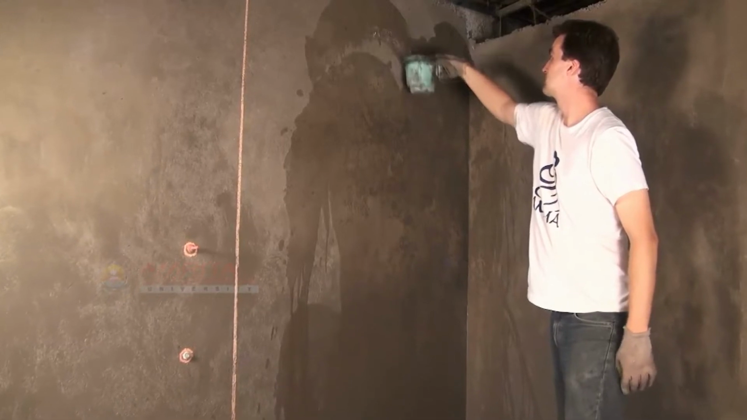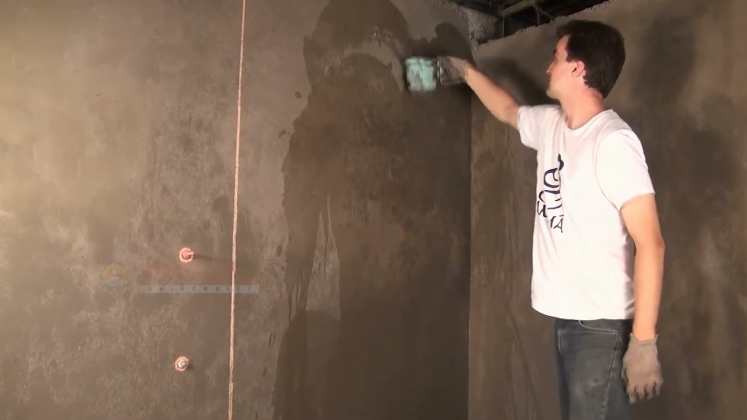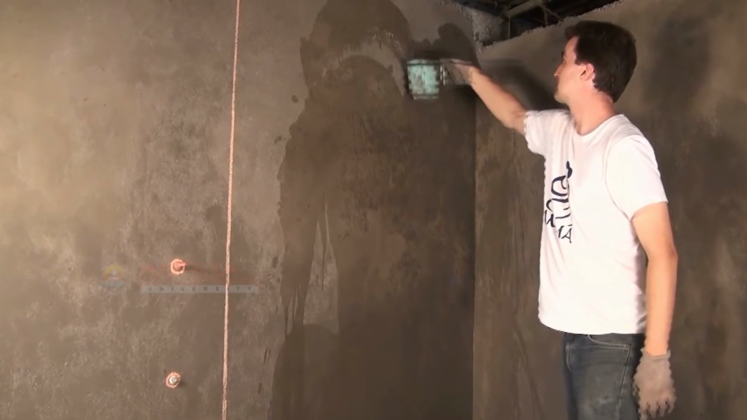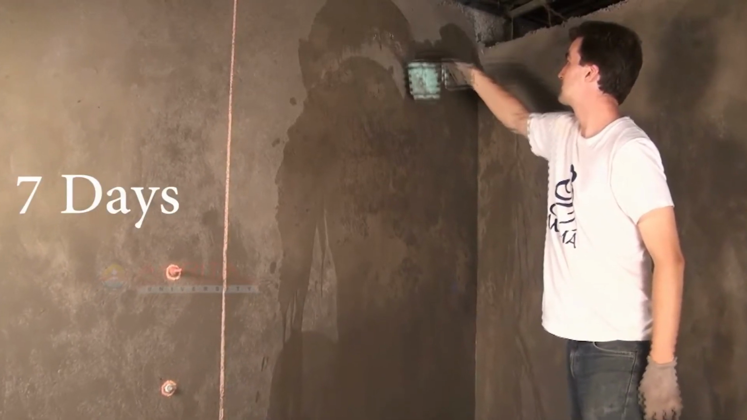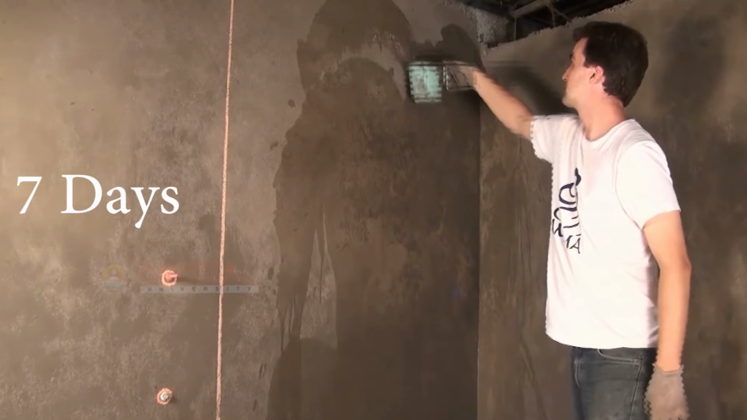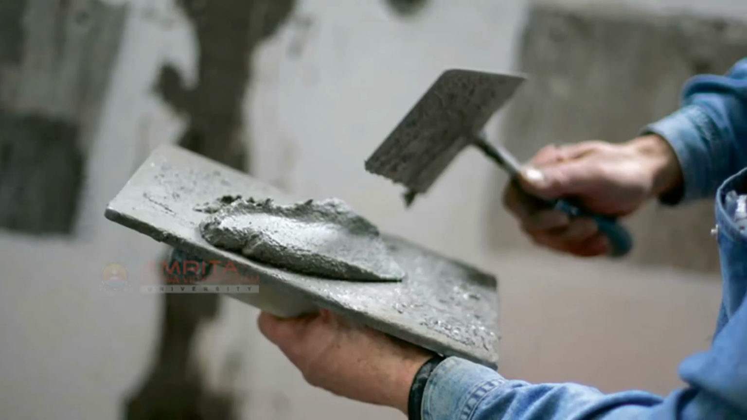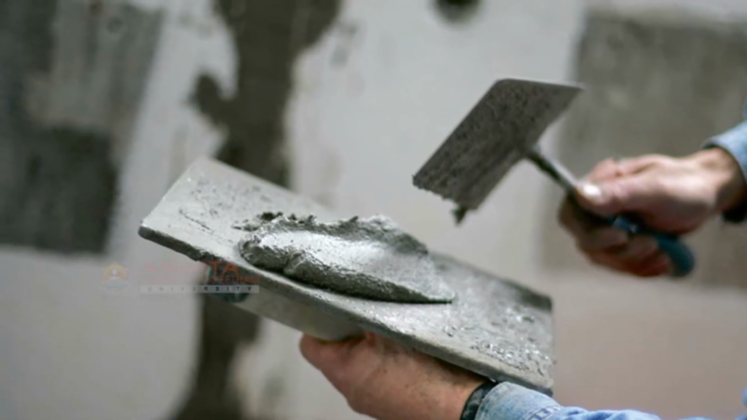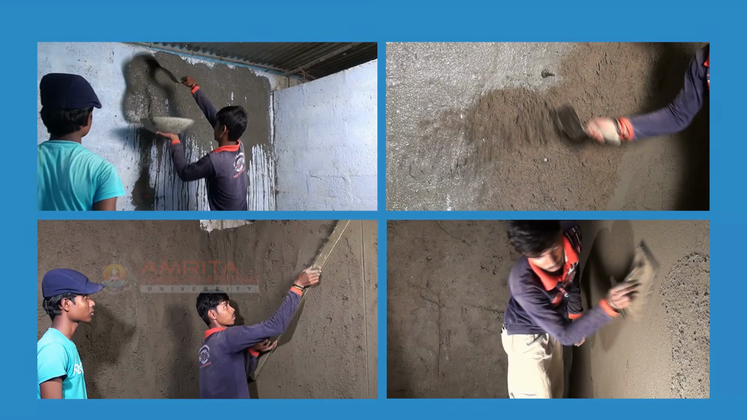The finished plaster, whether 1 coat or 2 coats, is kept wet by sprinkling water for at least 7 days in order to develop strength and hardness. With that, we come to the end of this class. Let's recall what we have learned.